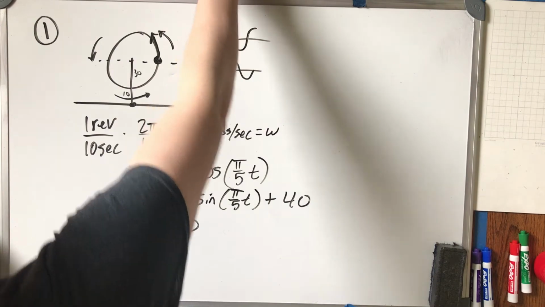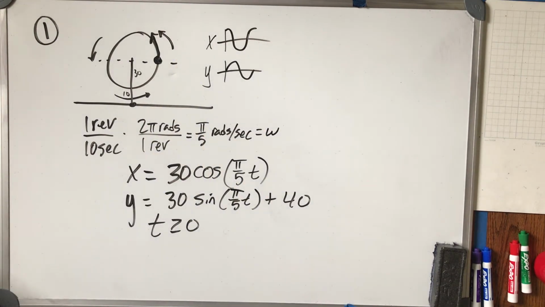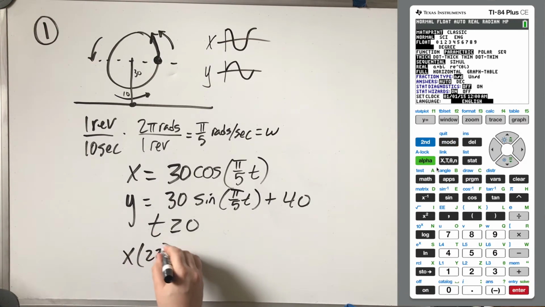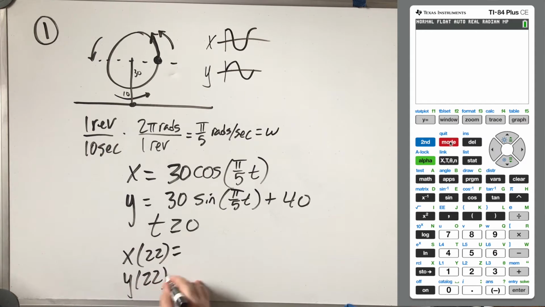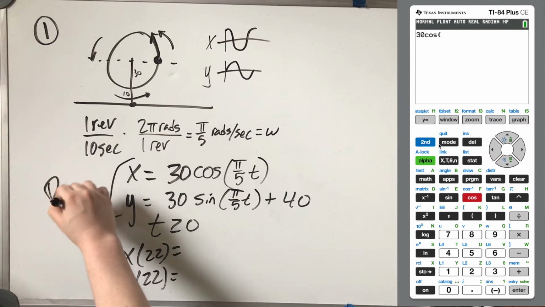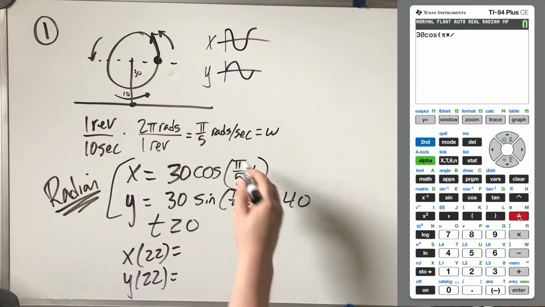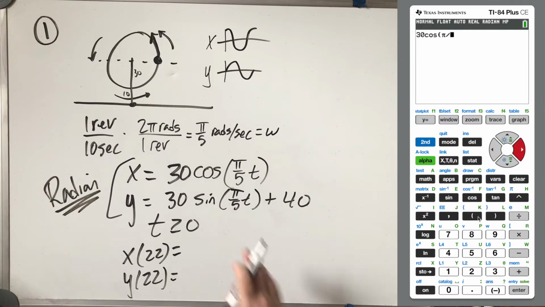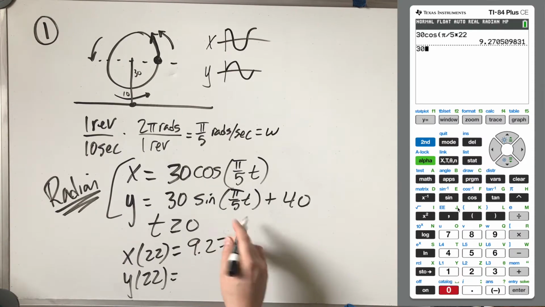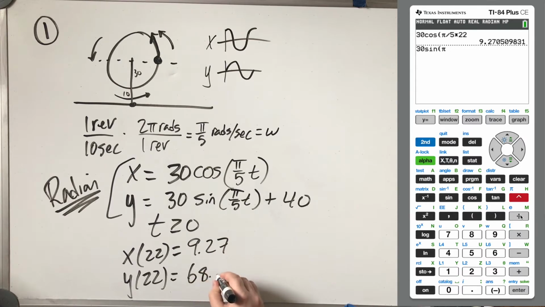Next one is we just want to figure out where someone's position is when the ride stops after 22 seconds. So the way we show our work for this is we just do x(22) and y(22), and we just plug those into the calculator. And it is important, we are in radian mode here, because we're doing pi over 5, that's in radians. If we had put 36 degrees there, then we could have gotten away with leaving our calculator in degrees, but we didn't. So, let's see. I think I get both of these numbers here, so 9.27 and 68.53.